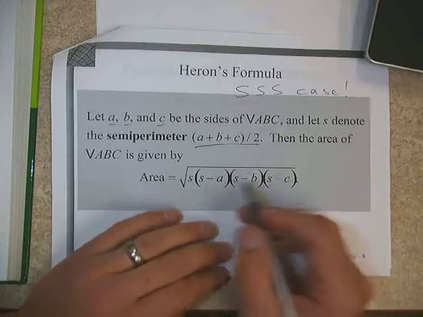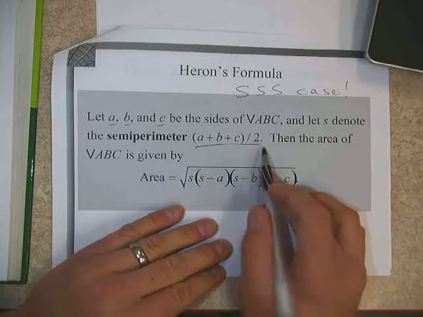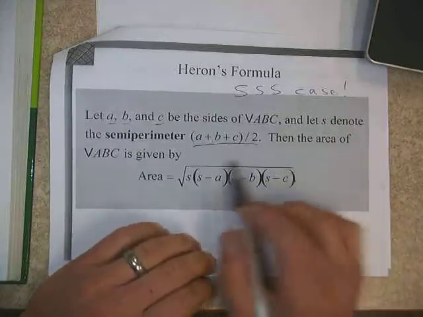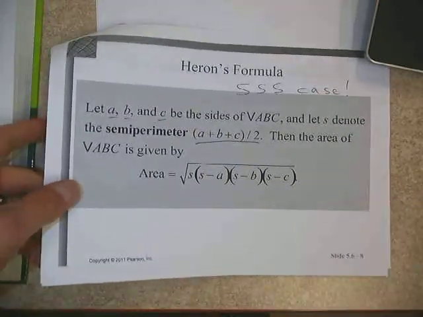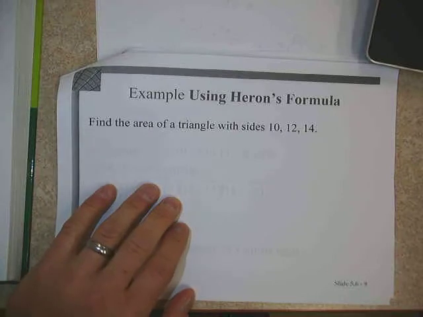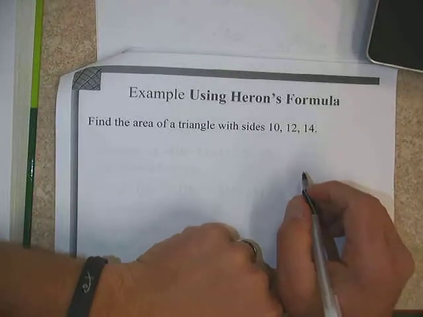Okay, we're just going to do the using part. We'll trust mathematicians that this actually works. Ultimately, again, we're going to calculate the semi-perimeter, and then we're going to use the area formula to determine the area. So let's go ahead and do that with this example.